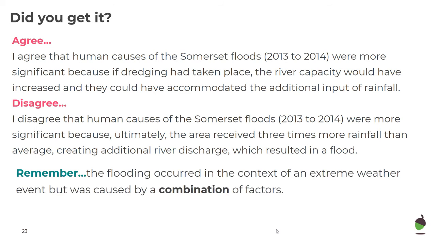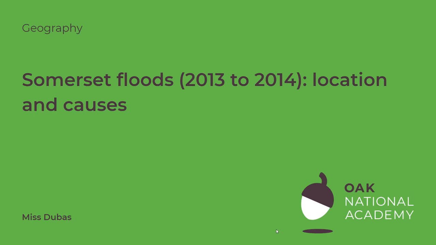But just remember that the flooding occurred in the context of an extreme weather event, but it was also caused by a combination of other factors linked to human activity. So it is very difficult to decide which is the most significant because they all link together. So this brings us to the end of our first lesson about the Somerset Floods today, linked to the location and the cause of these floods. There is a second lesson on the Somerset flooding, which looks at the impacts and management of the flood event, which might be worth looking at now that you understand the location and the causes.